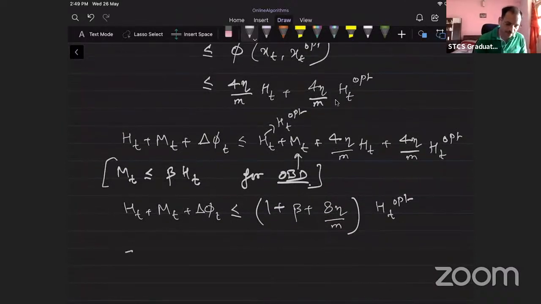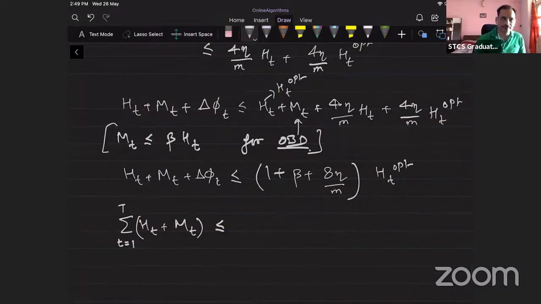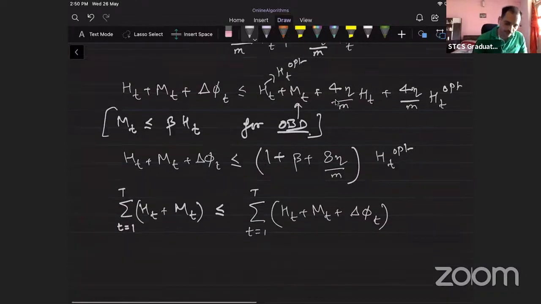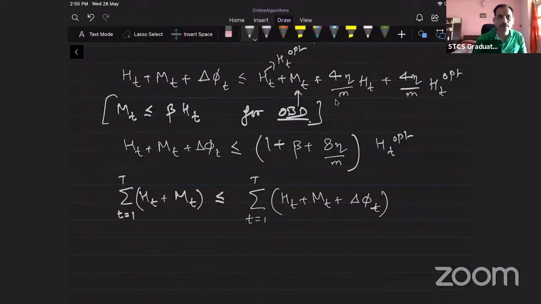Now how do I claim that summation ht plus mt is less than something? See, this is my running cost, right? And this is my overall cost. I would like to bound this with respect to the OPT's cost somehow. So how do I do that? So this is at most summation t equal to 1 to capital T of ht plus mt plus del phi of t. Why is this true? Because del phi of t is, is it always greater than or equal to 0?